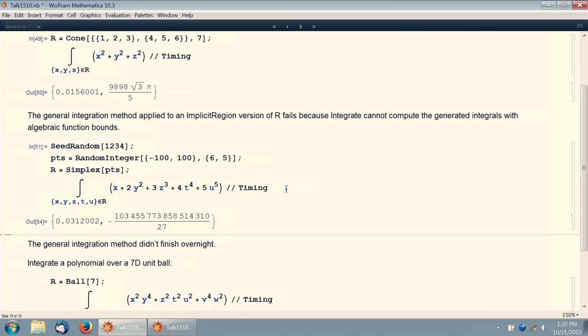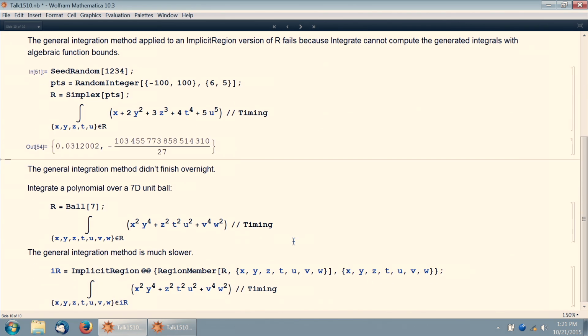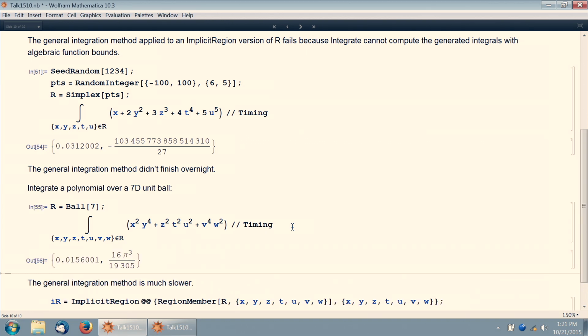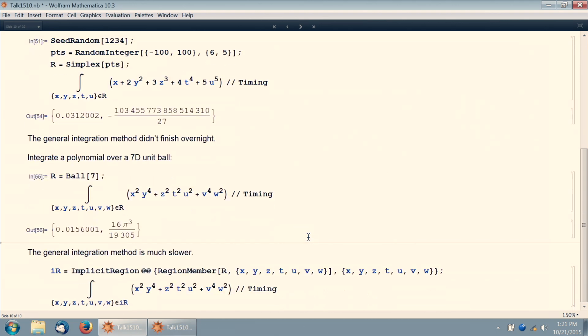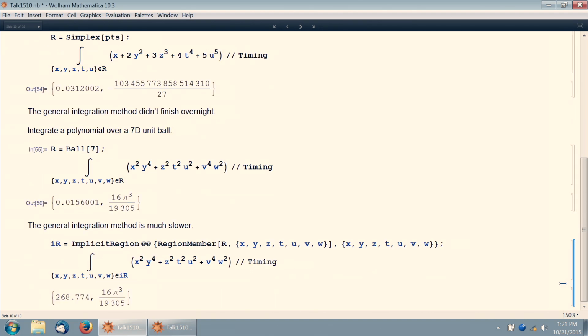And here is something where we compute an integral of a polynomial over a 5D simplex. Again, it's almost immediate. There is some noticeable time, 31 milliseconds. But the general integration didn't finish overnight. So in principle, it should do it because it's all linear, but it takes a long time. And here we compute the integral of a polynomial over a unit ball in 7 dimensions, again, fast. And the general method is much slower, which means that it did finish. Yeah, it's 268 seconds.